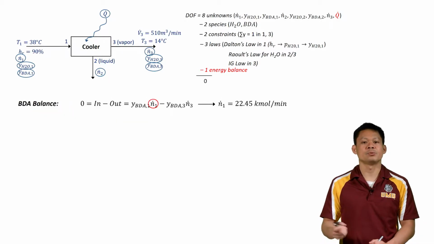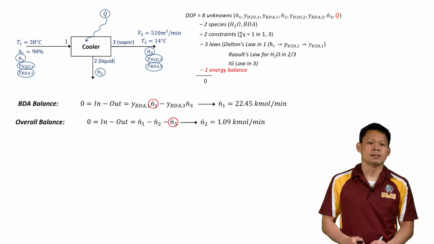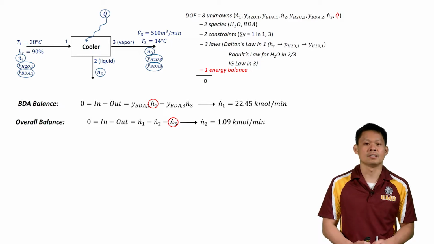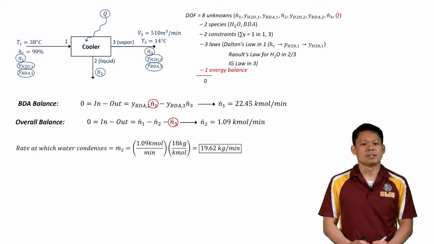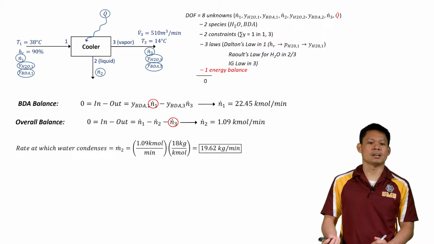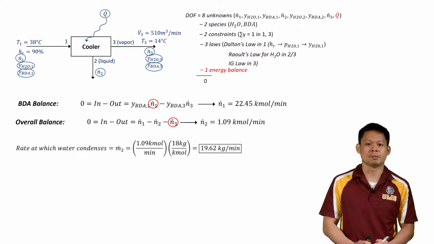The bone-dry air balance would give us our molar flow rate of the inlet stream, and we find that it's 22.45 kilomoles per minute. Use an overall balance, or you can use the water balance, and we can find the amount of condensate, which is 1.09 kilomoles per minute. So the rate at which water condenses, that's what the question is asking for. It wants a mass flow rate, so we want M2. We just have to convert N2 to M2 using our molecular weight of water, which is 18 kilograms per kilomole, and we see that we are getting a rate of 19.62 kilograms per minute.